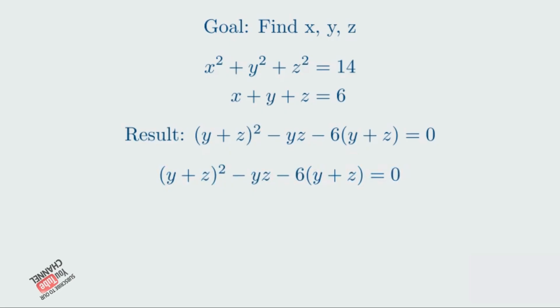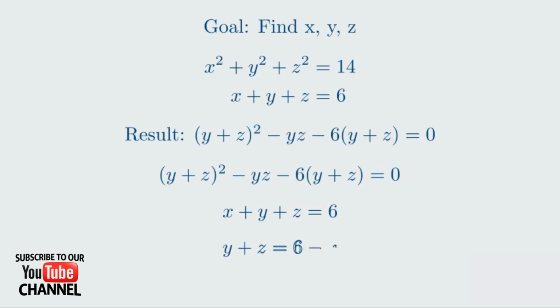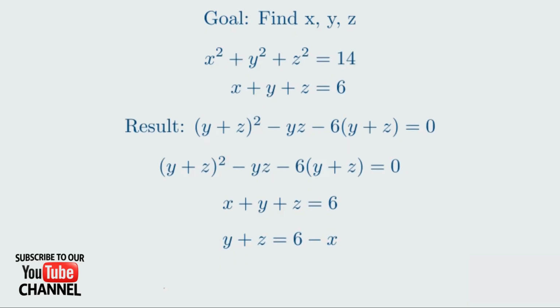Let's also remember our original linear equation. That's x plus y plus z equals 6. From this, we can easily find the sum y plus z. It must be 6 minus x. Let's substitute this back into our simplified equation. Everywhere we see y plus z, we'll replace it with 6 minus x. This gives us the quantity 6 minus x squared minus yz minus 6 times the quantity 6 minus x equals 0. This introduces x back into the equation.